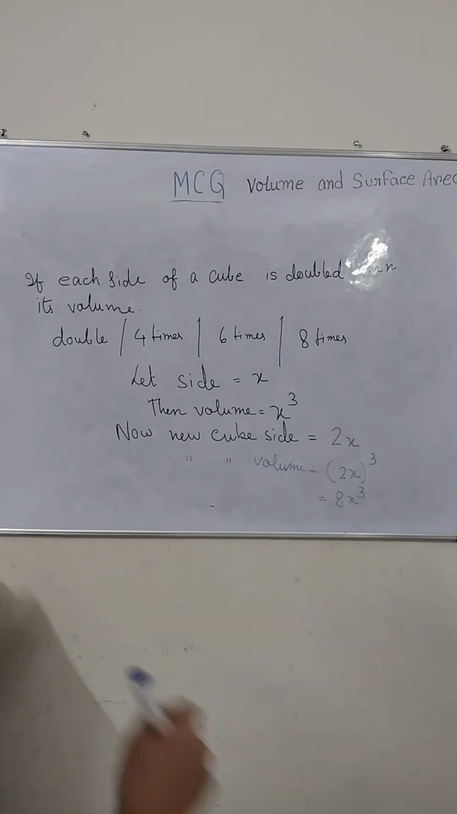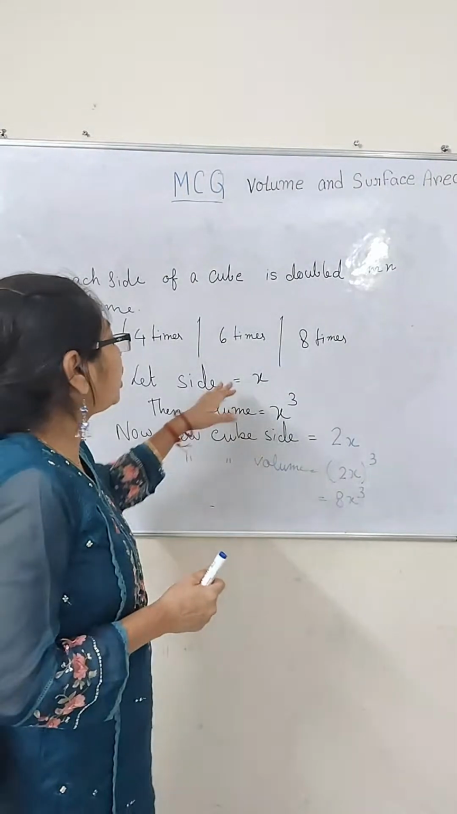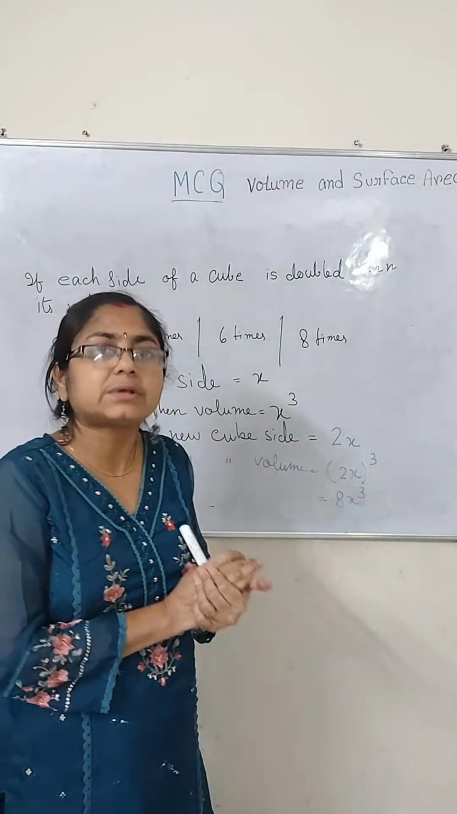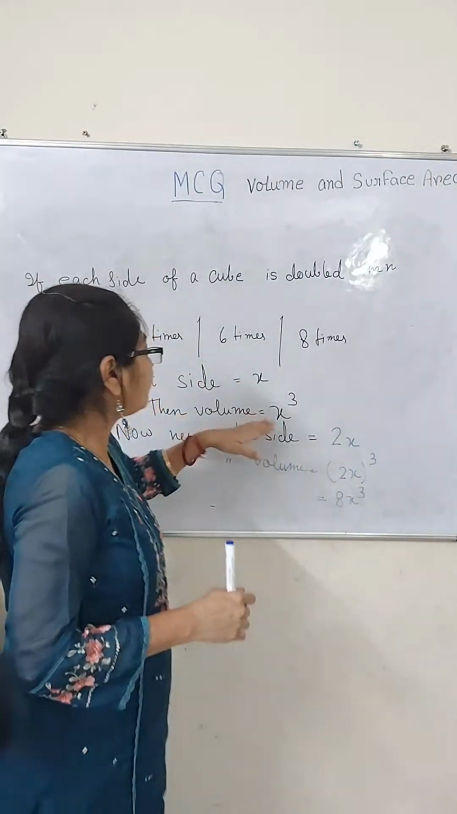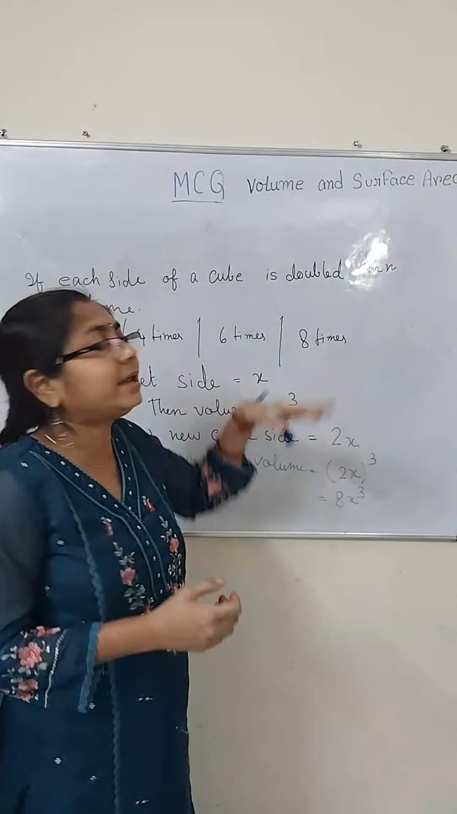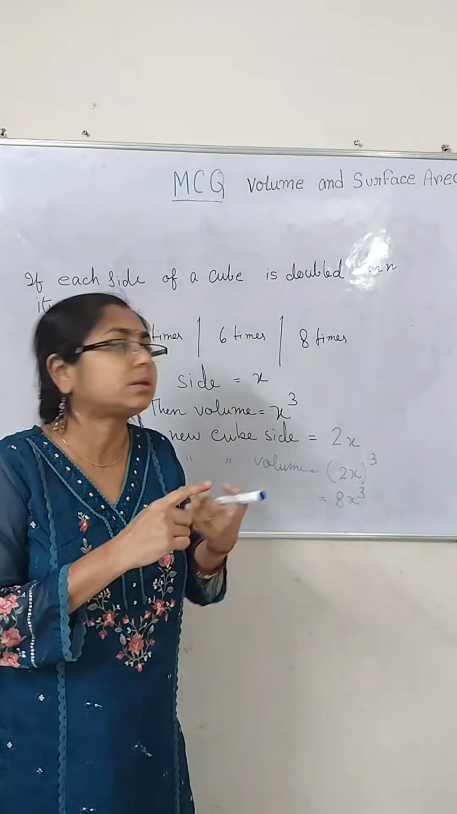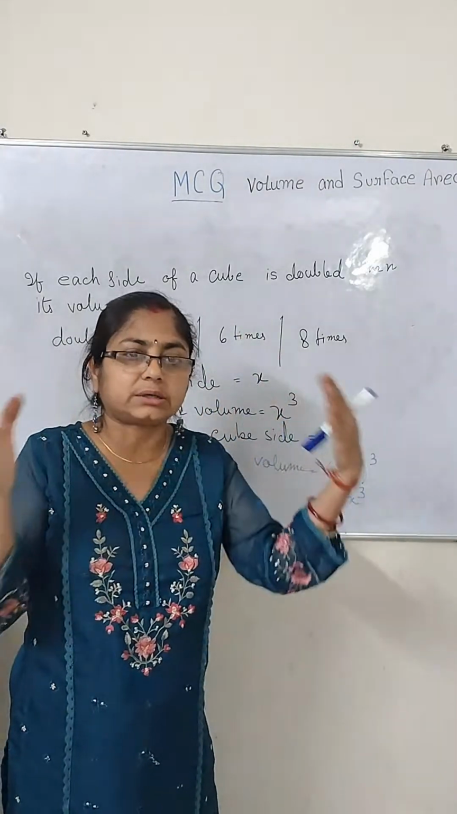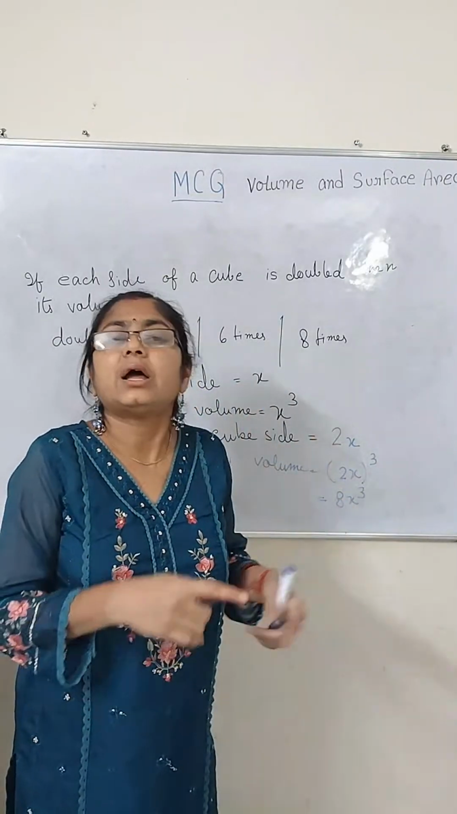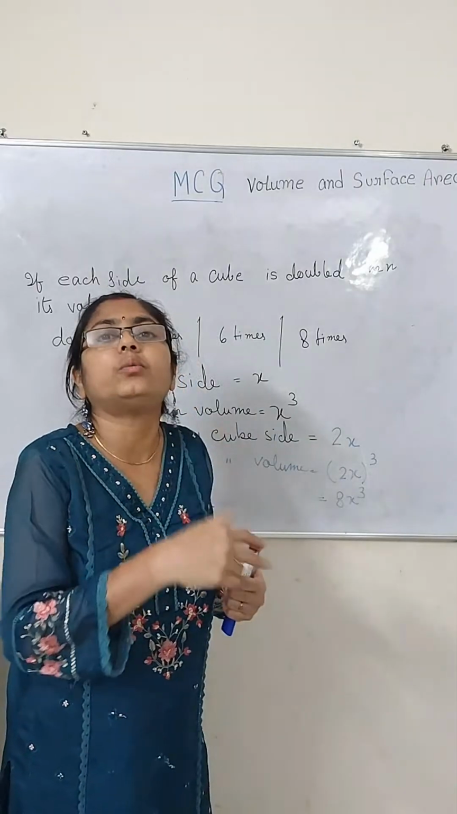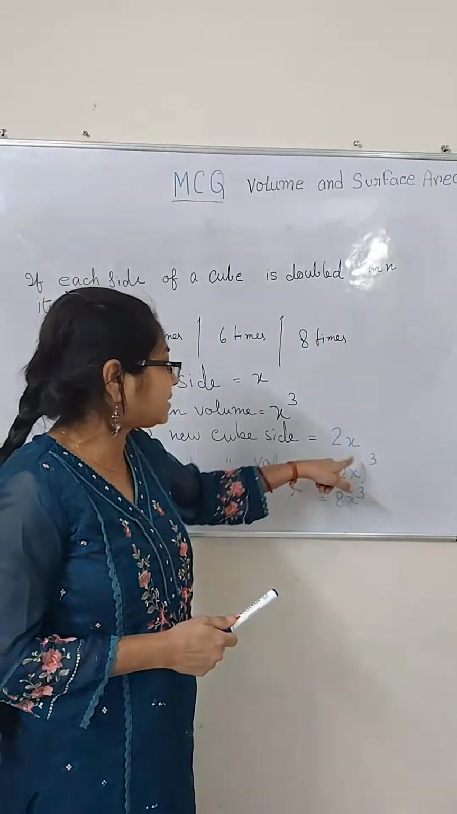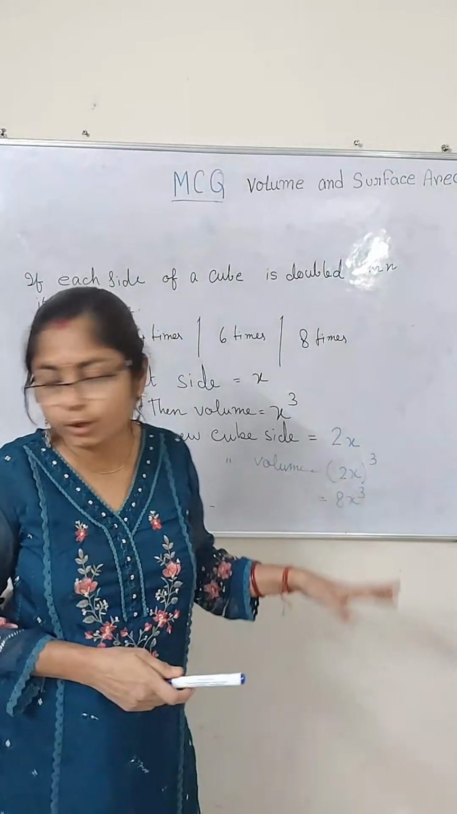Is it clear what I am doing? I do not know the value of the side, so I write x. I find out the small cube volume, which is x cube. Next, what they are telling? If the side is being double, so you take x, and it becomes 2x. Now 2x cube means 8x cube.